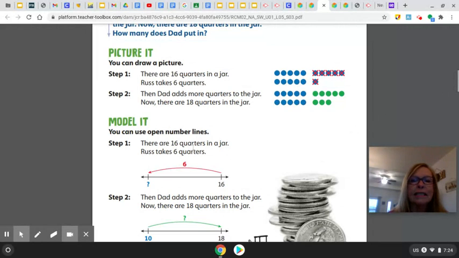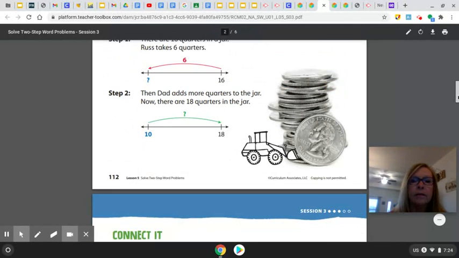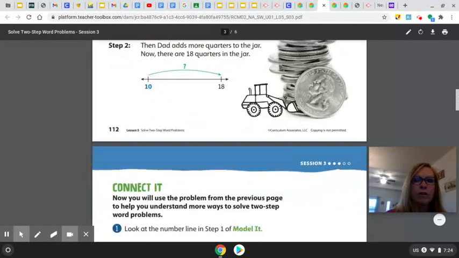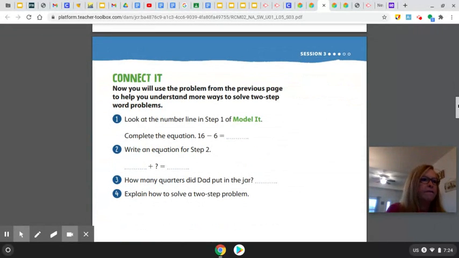So if there are 16 quarters in a jar, Russ takes 6 away. What do you get? Then the next step is, there's what you get. I was trying to tell you the answer. And then you're going to figure out how many more does it take to make 18, which I'm still not going to tell you the answer. So here's our connect it phase. Our connect it phase of this activity is we look at the number line in step 1 and model it. So here's our equation. 16 take away 6 equals. You'll type that number in. Write an equation for step 2. Blank plus question mark equals question mark. How many quarters did Dad put in the jar?